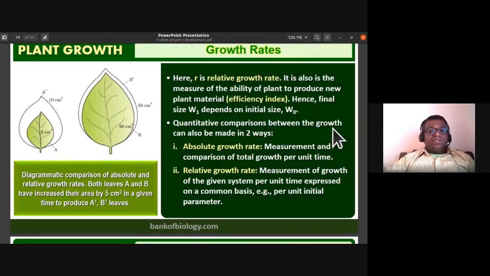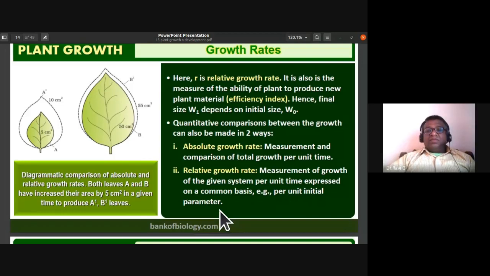So quantitative comparisons between the growth can be made in two ways. There is absolute growth rate and relative growth rate. Measurement and comparison of total growth per unit time, we call this absolute growth rate. So what is absolute growth rate? We are going to measure and compare the total growth per unit of time. Relative growth rate is the measurement of growth of the given system per unit time expressed on a common basis, for example, per unit initial parameter.